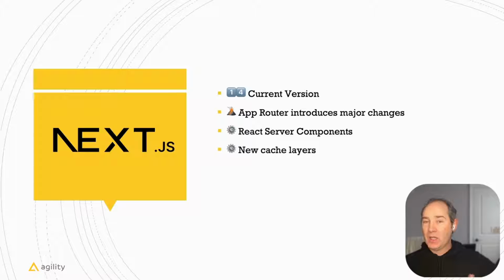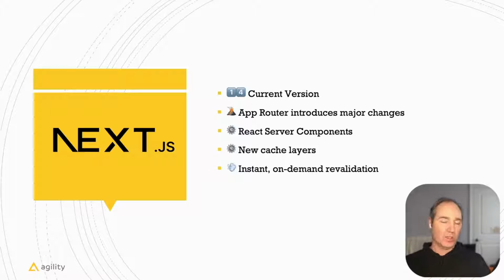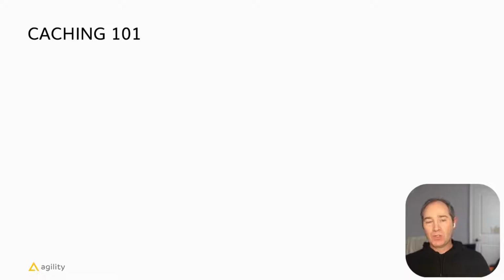There's new cache layers, and that's what I'm going to be digging into specifically today. And having instant on-demand revalidation, that's really, really important to solve that issue of we want a really fast website, but we need to make a change when we have a change that we want to make. And we need preview mode, which is one that a lot of people forget, but we can really easily add that on there.